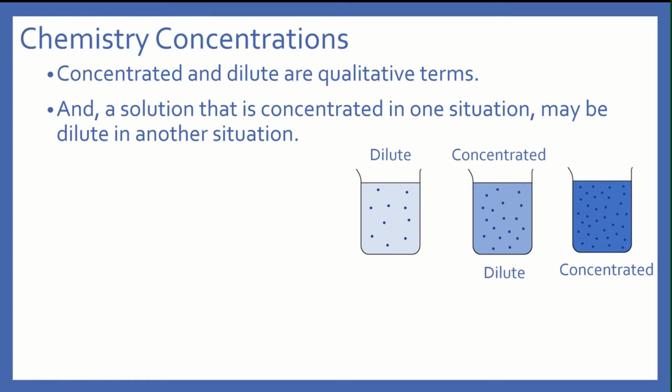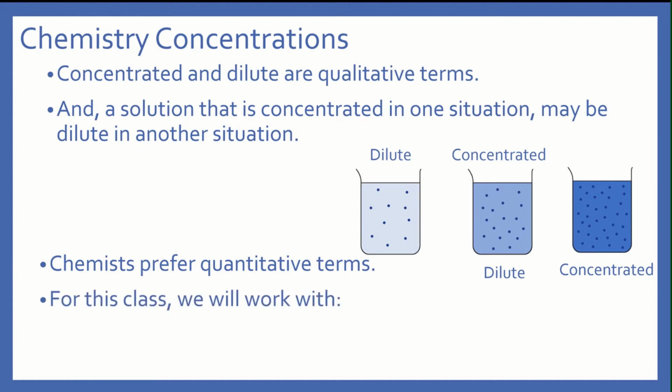But if I have a third beaker with even more solute in it, now all of a sudden my once concentrated solution now looks dilute. So which is it? Is it concentrated or is it dilute? In chemistry, these qualitative terms aren't always great. So we prefer a more quantitative approach. There are going to be two types of quantitative concentration measurements we'll make in this class. First, we'll look at percent concentrations, and then also molarity, which is symbolized with a big M.